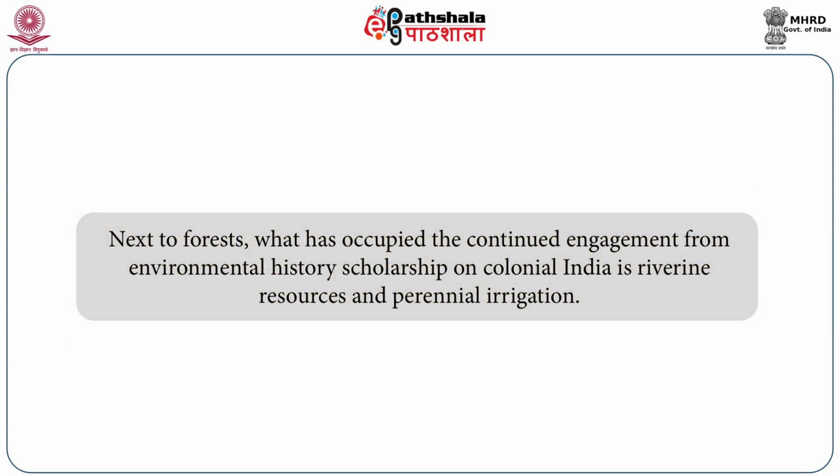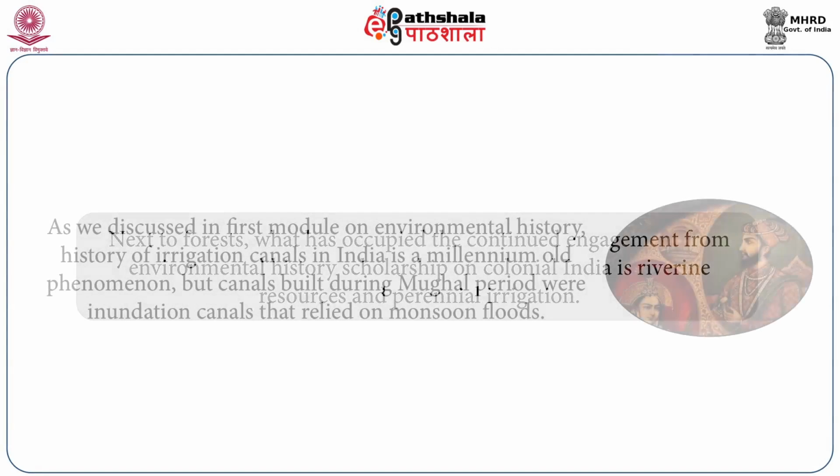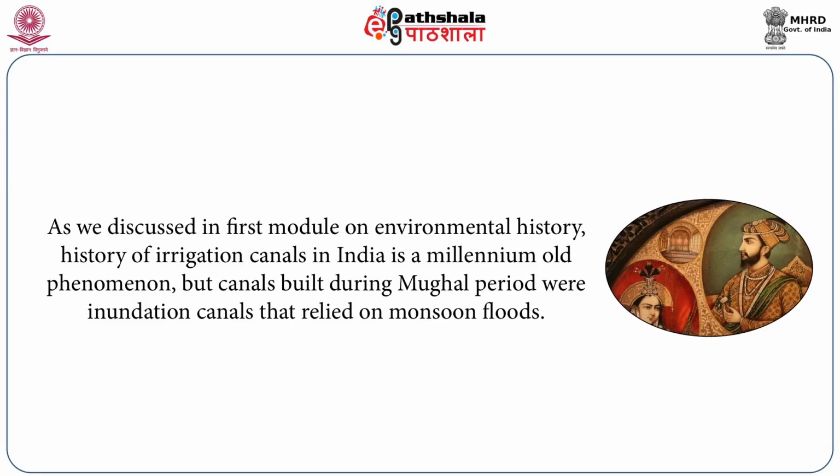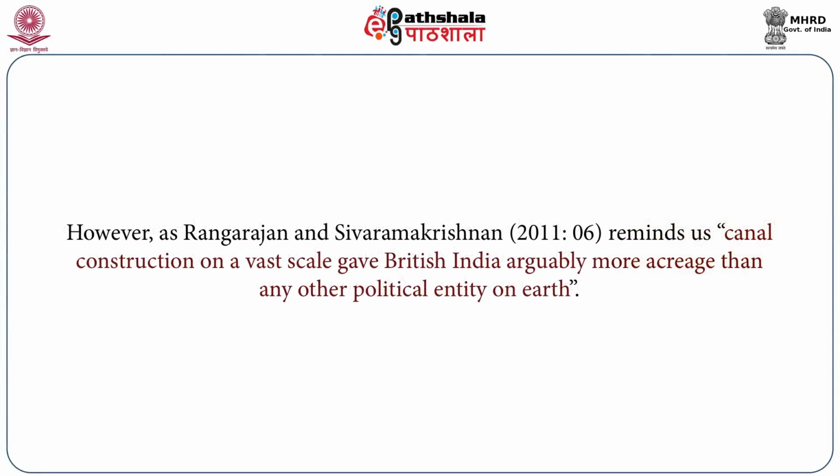Next to forests, what has occupied the continued engagement of environmental history scholarship on colonial India is riverine resources and perennial irrigation. As we discussed in the first module on environmental history, the history of irrigation canals in India is a millennium-old phenomenon. But canals built during the Mughal period were inundation canals that relied on monsoon floods. However, as Rangarajan and Shivram Krishnan remind us, canal construction on a vast scale gave British India arguably more irrigated acreage than any other political entity on earth.